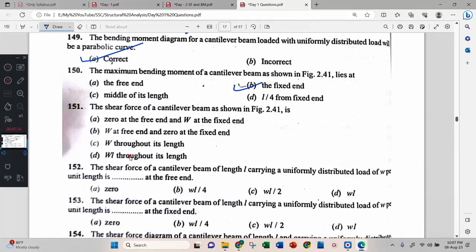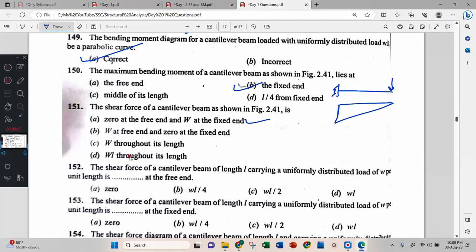Sir, the question is not clear. Maximum bending moment of a cantilever beam as shown in the figure. Maximum bending moment in a cantilever is always at the fixed end, no? See, this is the load. Yes sir. Okay.